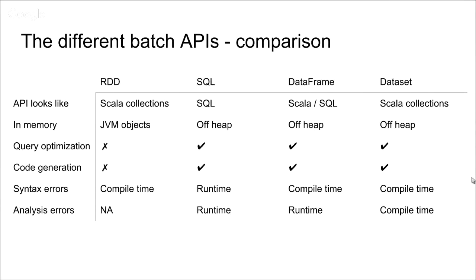And for DataFrame, the API is a bit different, as we've seen. It's a bit of a mix between Scala and SQL, as you can do selects, but it's a mix of both. For in-memory query optimization and code generation, it's the same as SQL, since they all rely under the hood on the same API. But syntax errors are caught at compile time. If you're trying to do a group by, there is a method called groupBy, so you cannot bypass those errors at compile time. However, since you're referencing column names as simple strings, analysis errors can and will happen at runtime. So it's the main drawback.